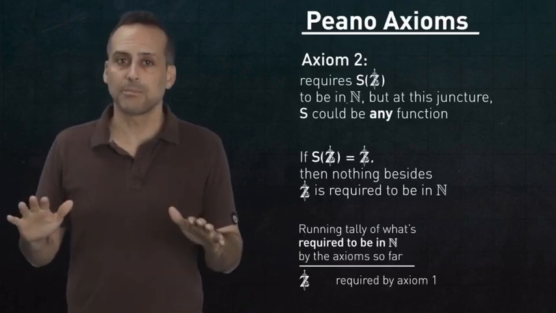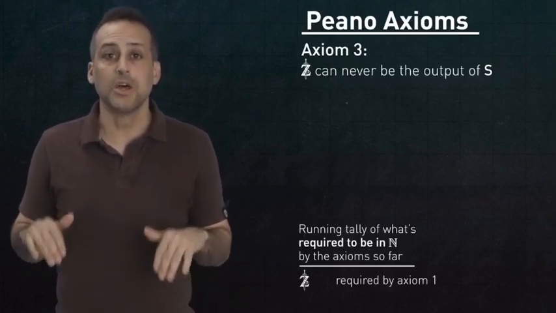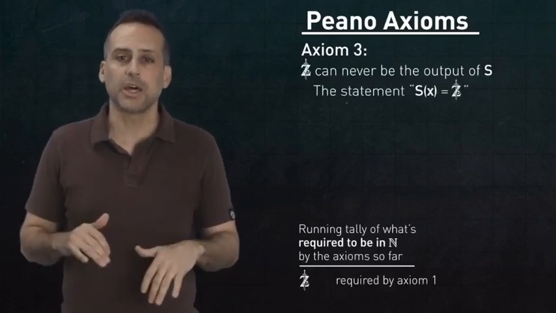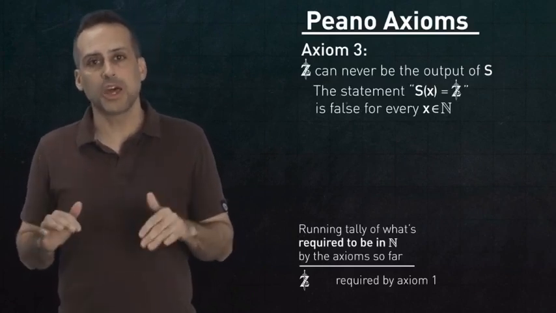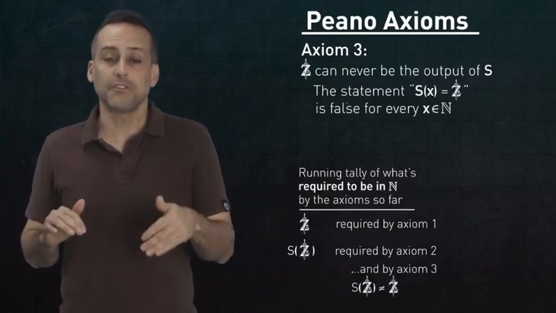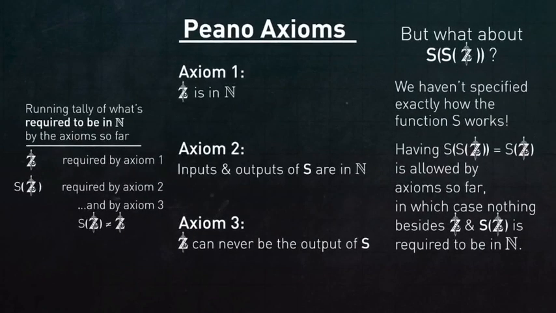So let's fix that. Axiom 3: Zelda is never the output of s. More precisely, for any x in N, the statement s of x equals Zelda is always false. Now this is progress. Axiom 2 says that s of Zelda is in N, and Axiom 3 says that s of Zelda is different from Zelda itself. But notice that having s of s of Zelda turn out to be s of Zelda would still be consistent with the axioms so far, and that would bring our building process to a halt. So we need to prevent that possibility.